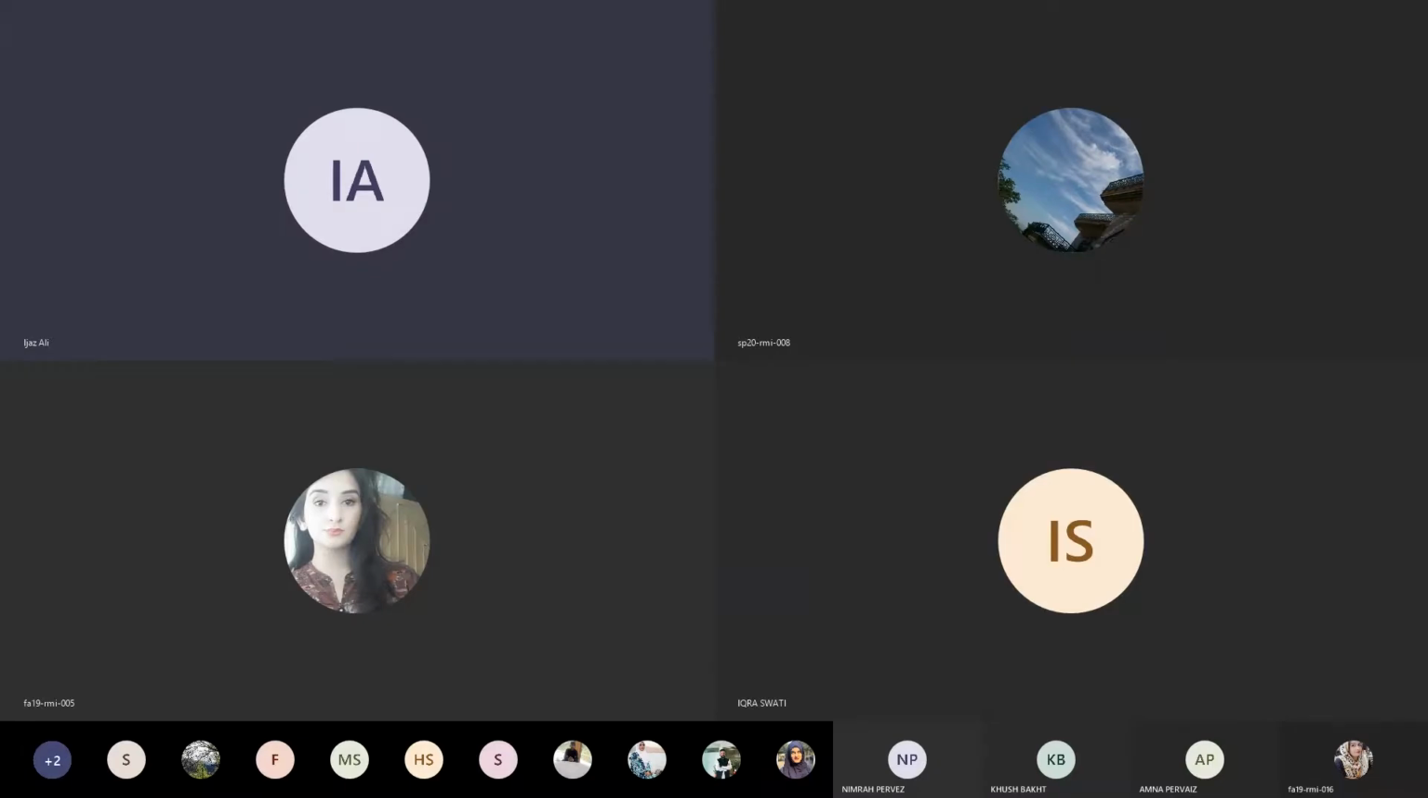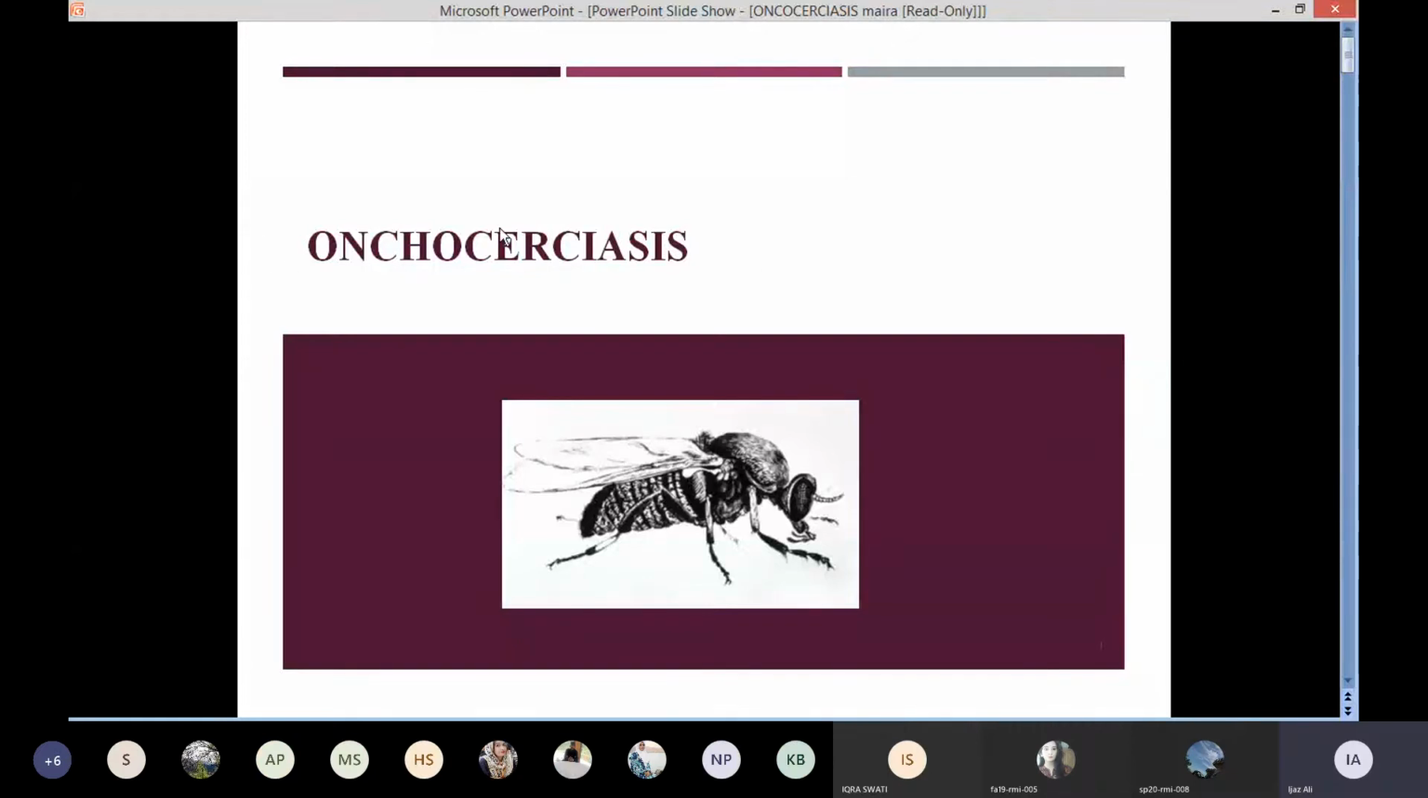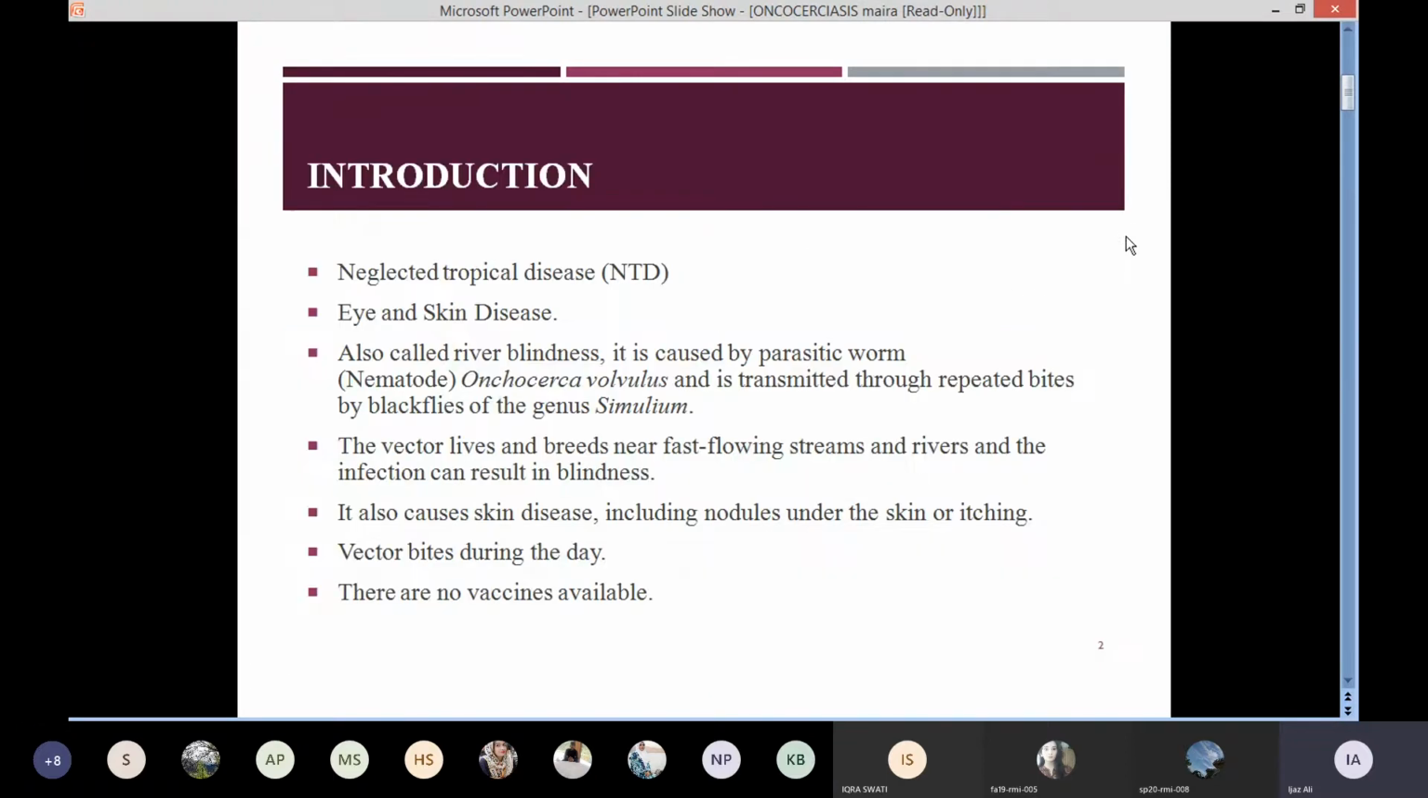So we have to study onchocerciasis today. It's a parasitic disease caused by Onchocerca volvulus, which is a parasite, a nematode actually. We also call it filaria. These thread-like parasites are also called filaria, and it's a neglected tropical disease, or NTD.